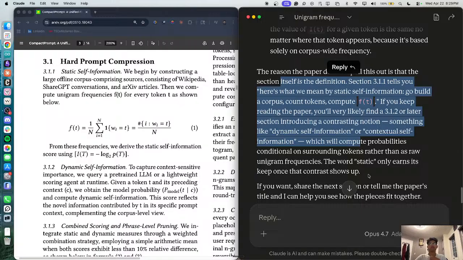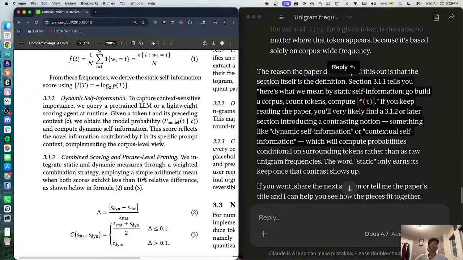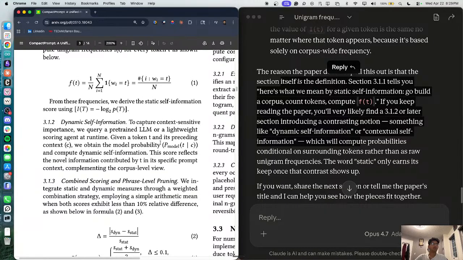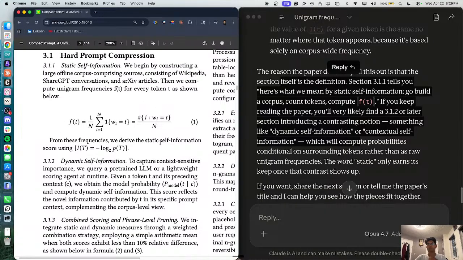Sorry, my dad's testing the smoke alarms. Okay.